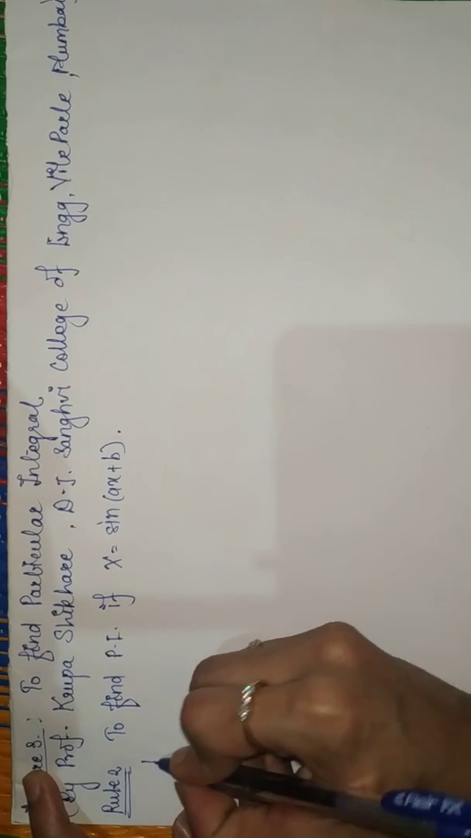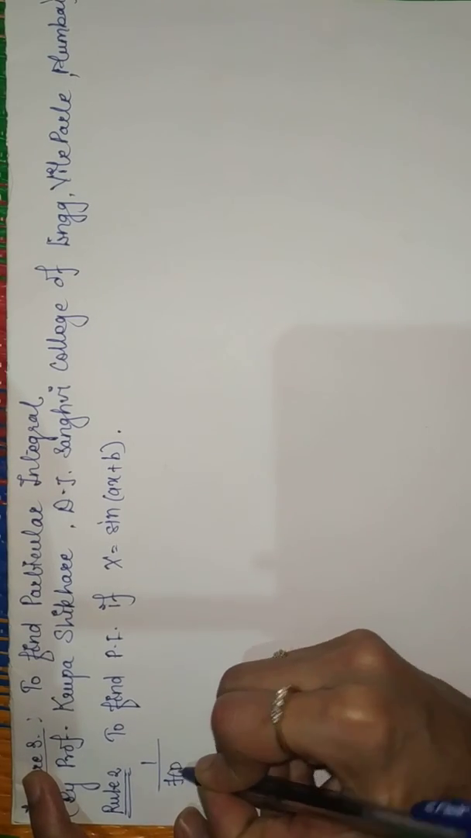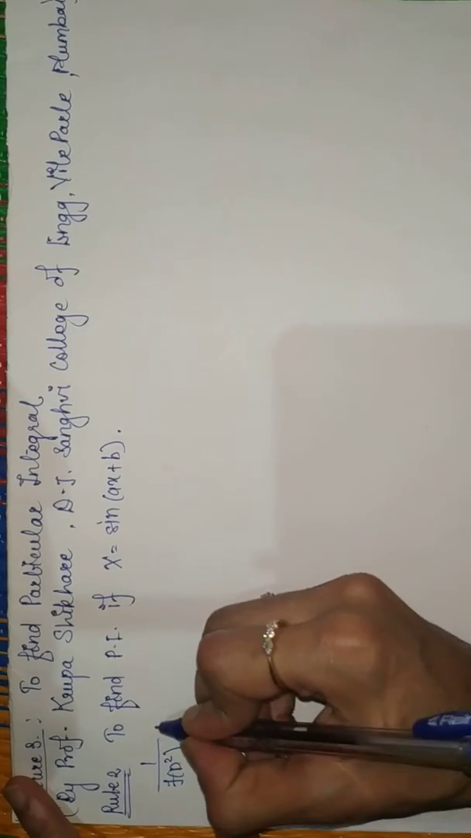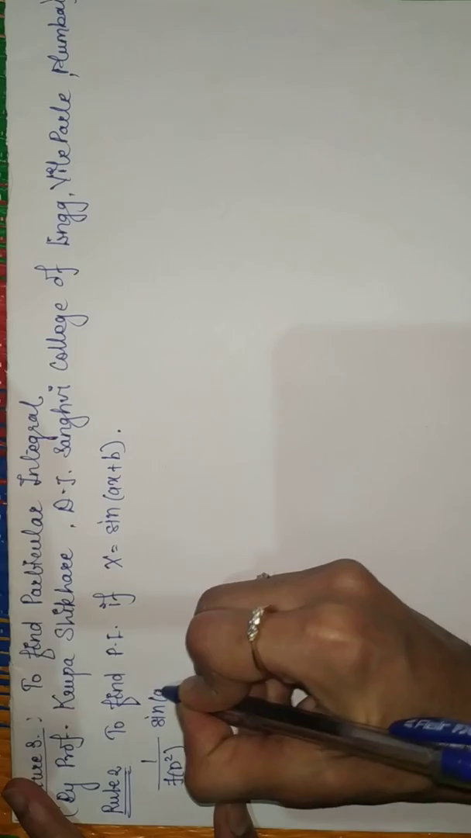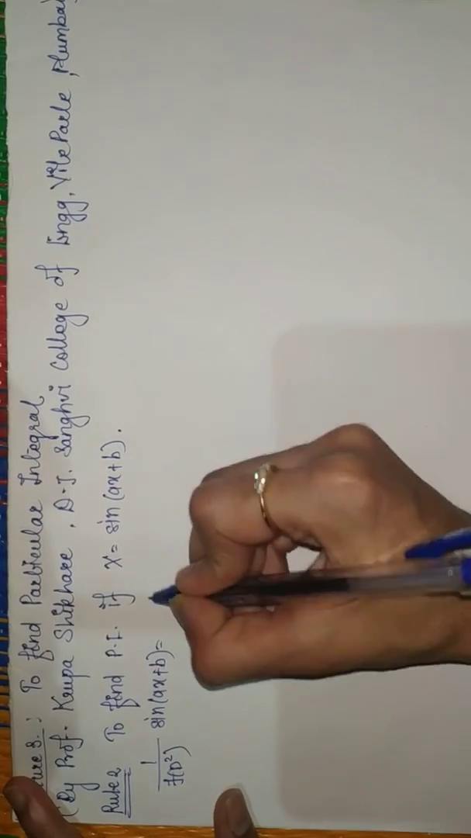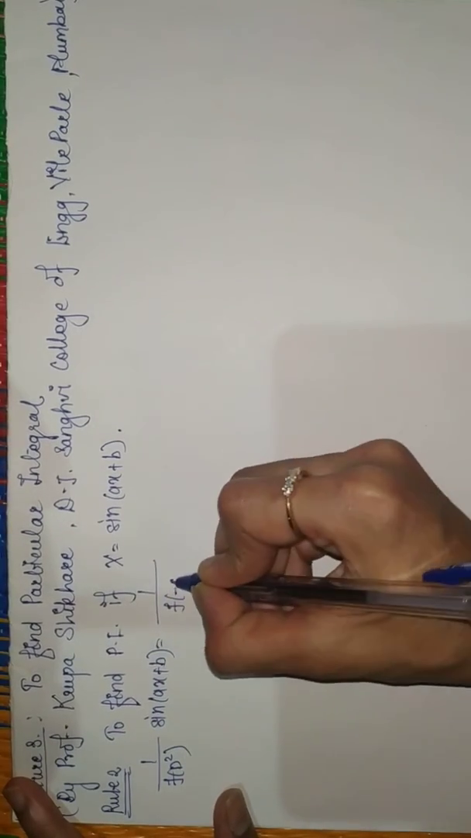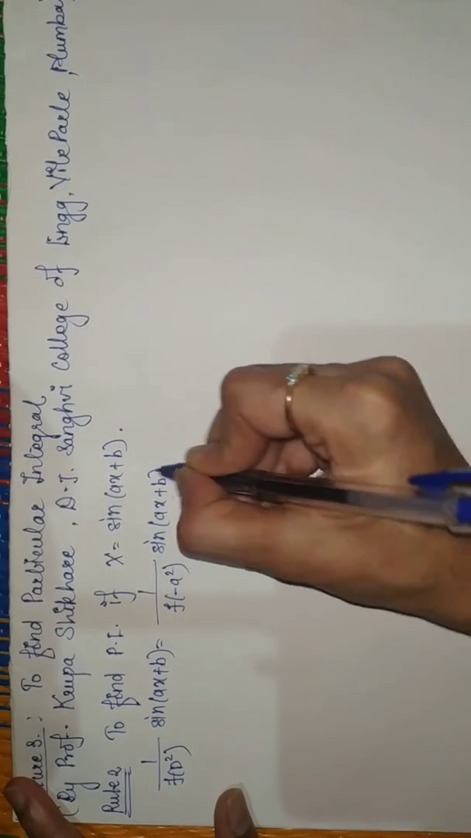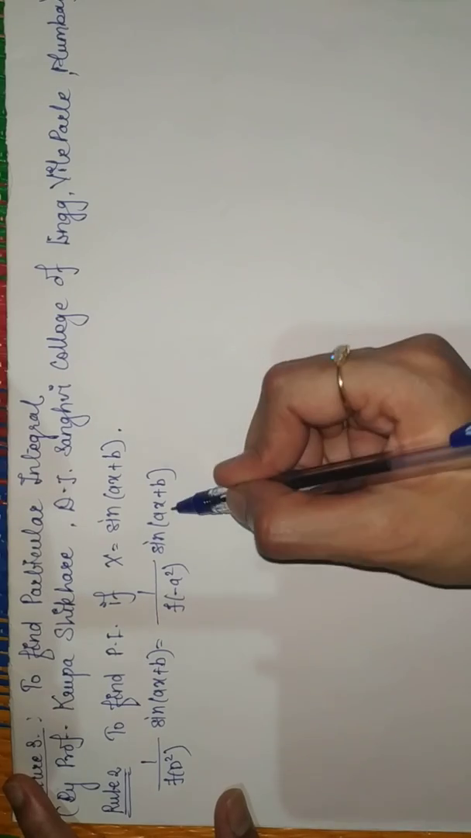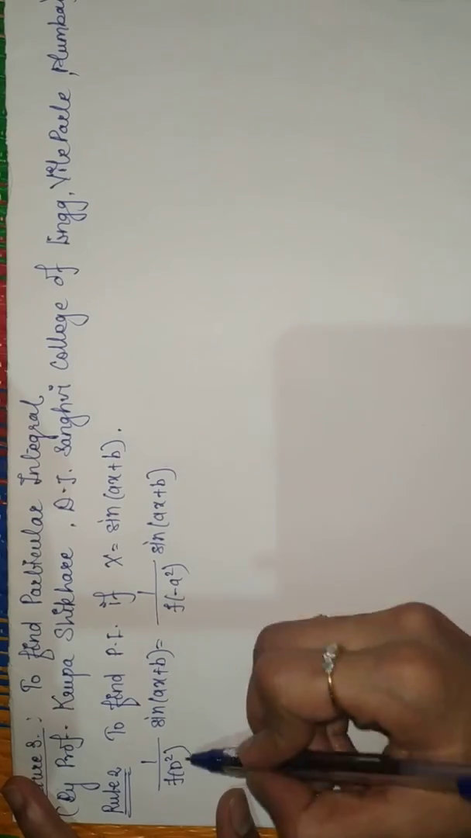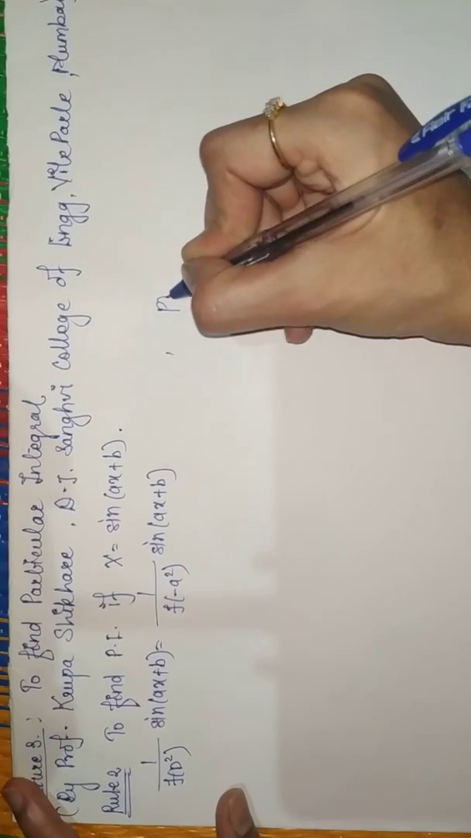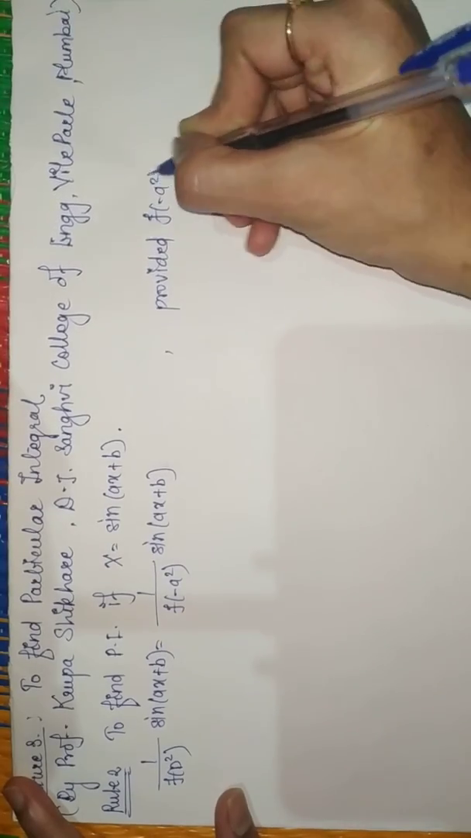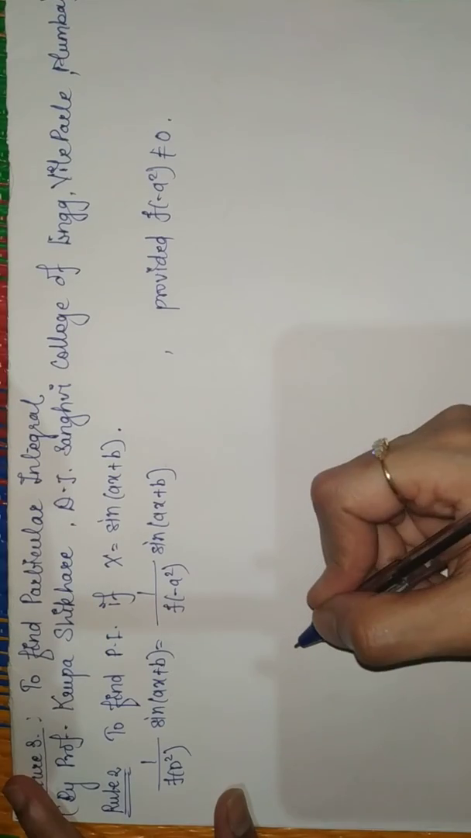So we can say 1 upon f of D square. Here, in this rule, we are going to replace D square over sine of ax plus b. This is equivalent to 1 upon f of minus a square sine of ax plus b, where a is the coefficient of x. But the condition is f of minus a square should not be 0.